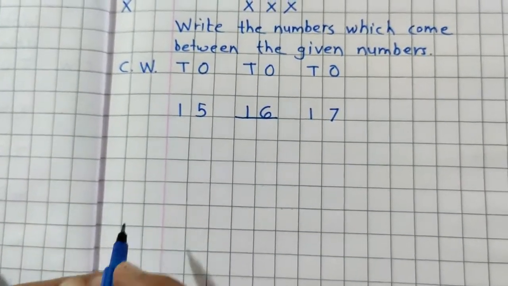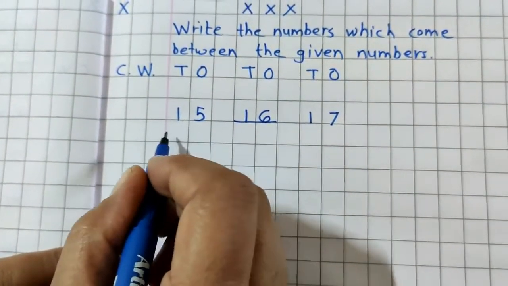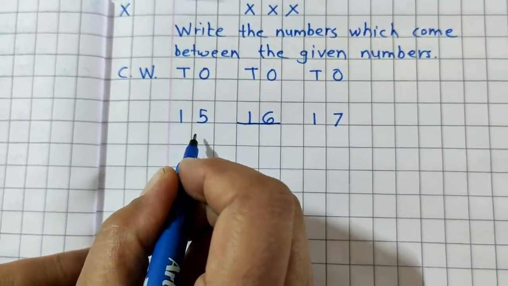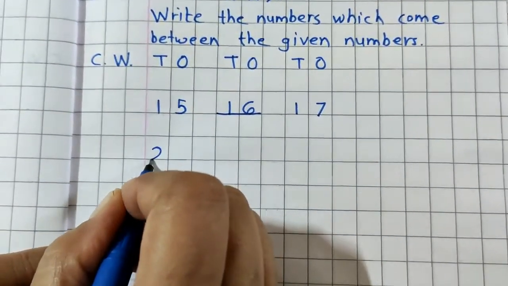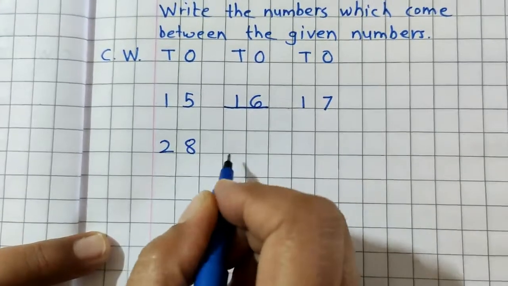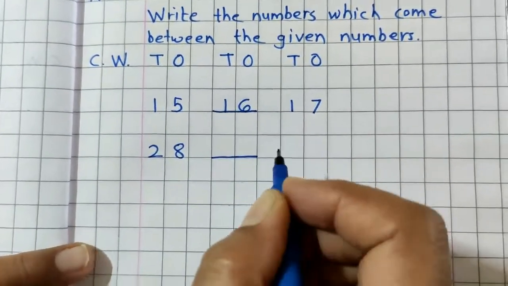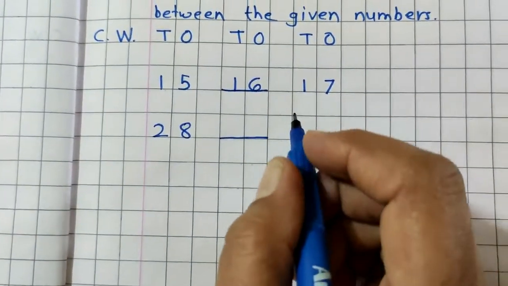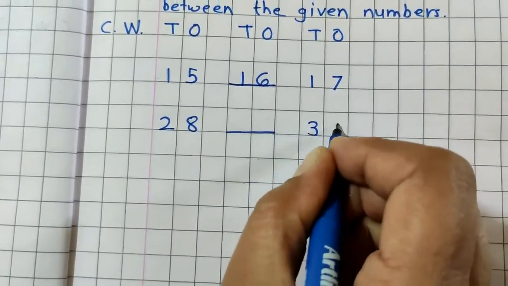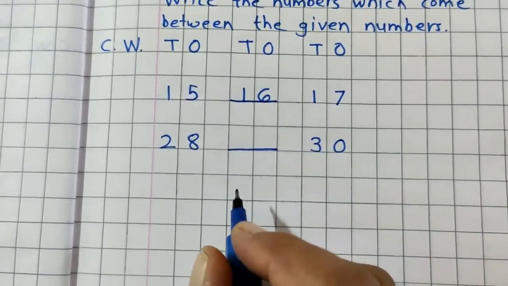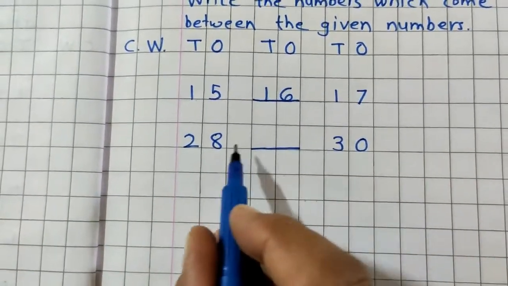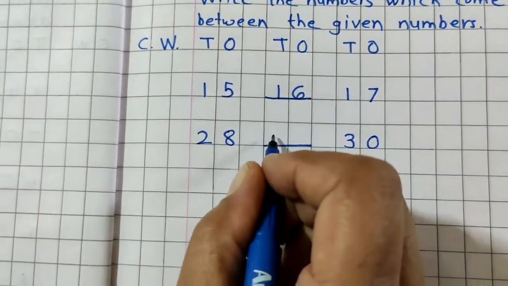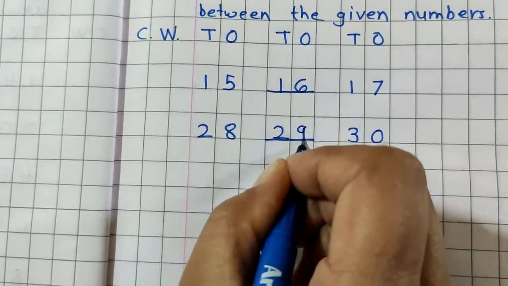Now next example, leave 1 box gap below 15 and write number 28. Put a dash and write number 30. Here the number which comes between these two numbers is 29.